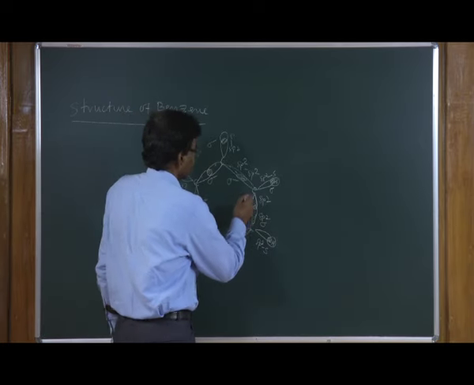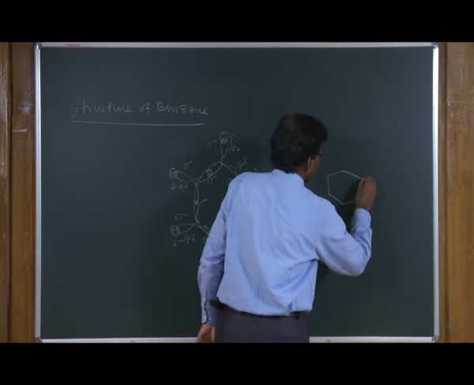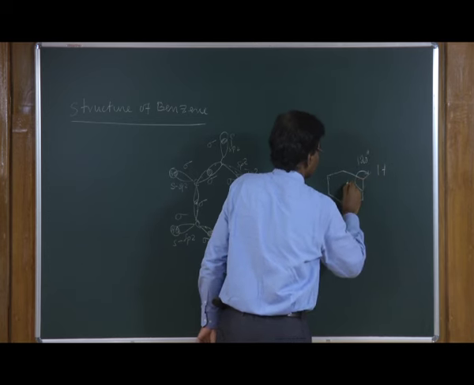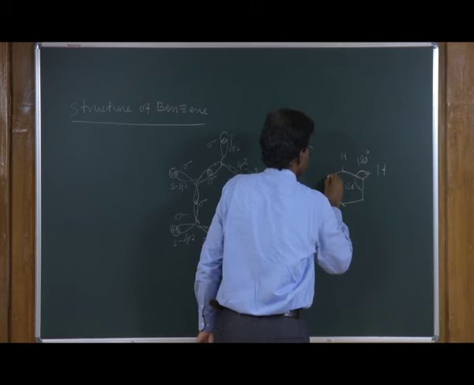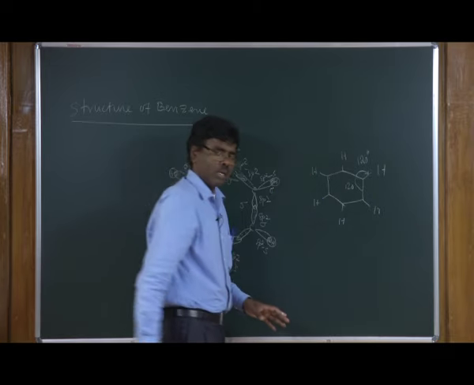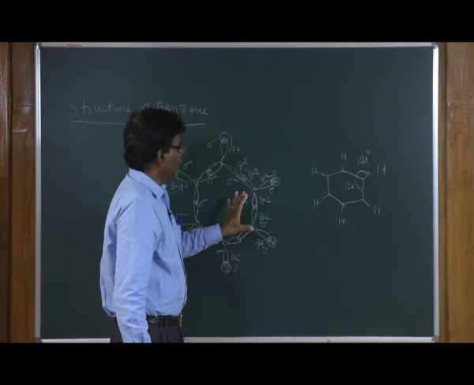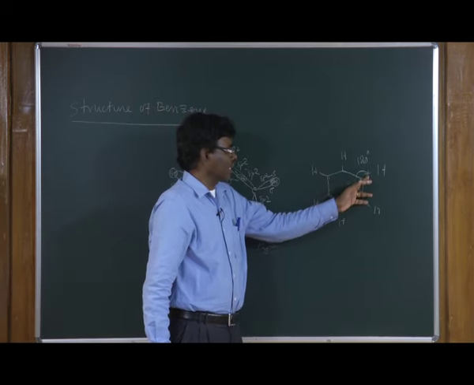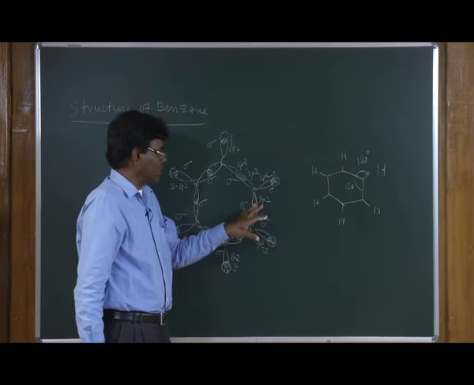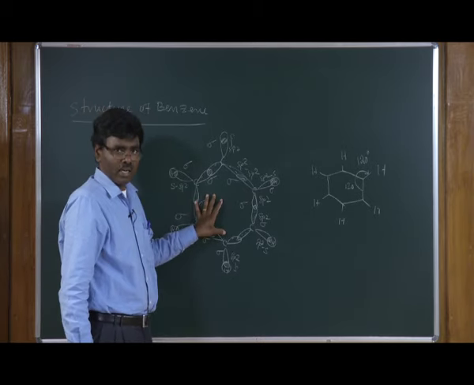And the bond angle between these two carbon-carbon or carbon-hydrogen bonds is 120 degrees. They have uniform length, whether carbon-carbon bond length or C-H bond, they have identical bond length. And the bond angle between this carbon-hydrogen and carbon-carbon bond is 120 degrees. And this involvement, as I mentioned just now, of the sp2 hybridized orbitals in the sigma bond formation makes benzene a planar molecule.